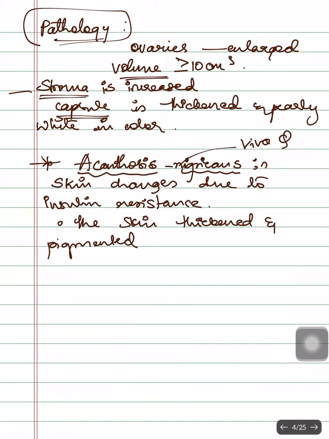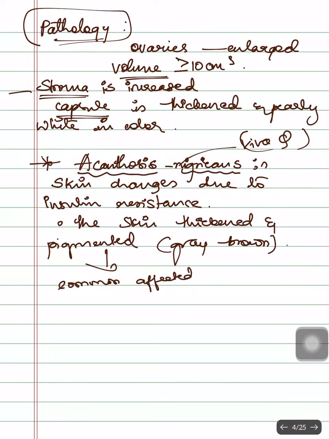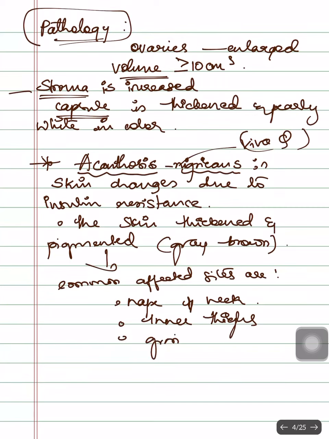So PCOS is caused mainly by hyperandrogenism, insulin resistance, and acanthosis nigricans. Next, the commonly affected sites of the skin are the nape of the neck, the inner thighs, groin, and axilla. So these are the pigmented sites.